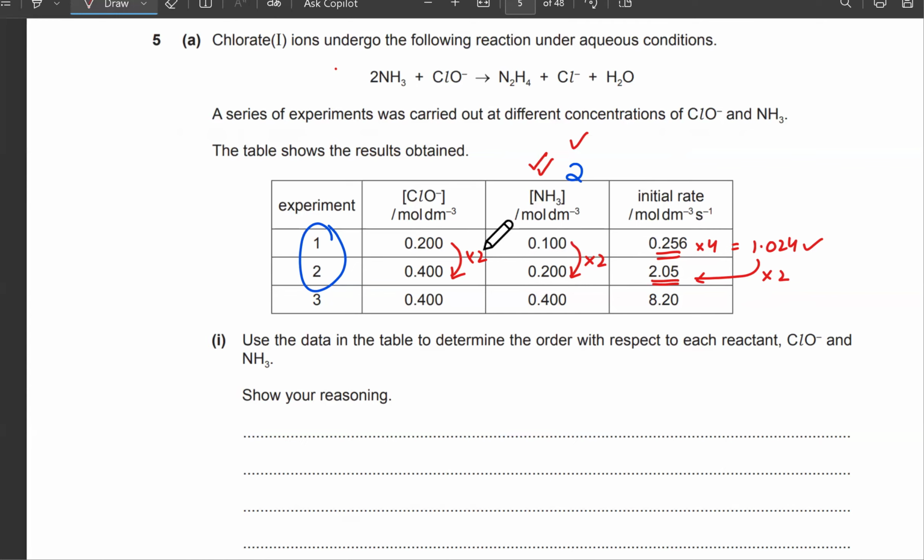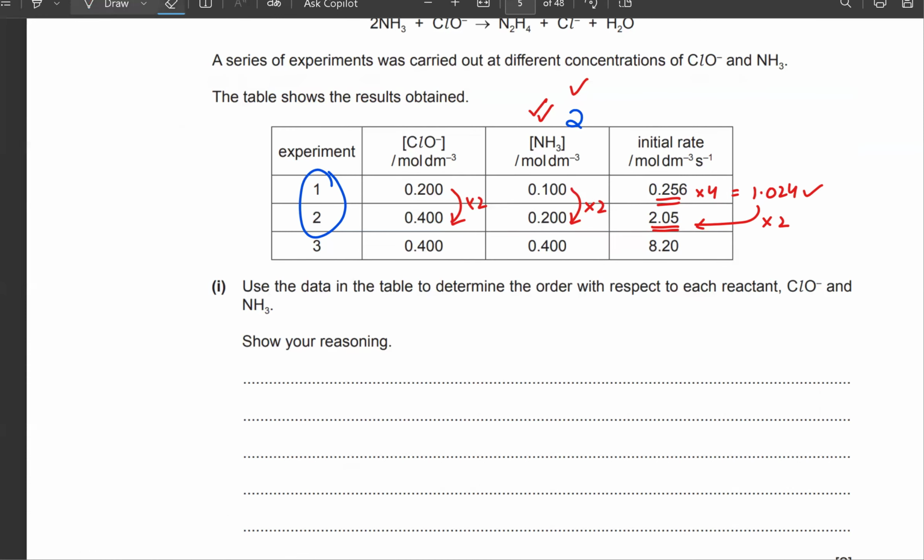Is that clear? Okay, so what would the order of ClO be then? 1, directly proportional, because you're just doubling it, so it's times 2. But if it was 2, then it would have been times 4. Yeah, if it came out to be 4 times over here, then it would have been order 2. Okay. There's a mathematical way of doing that as well. That's slightly longer.